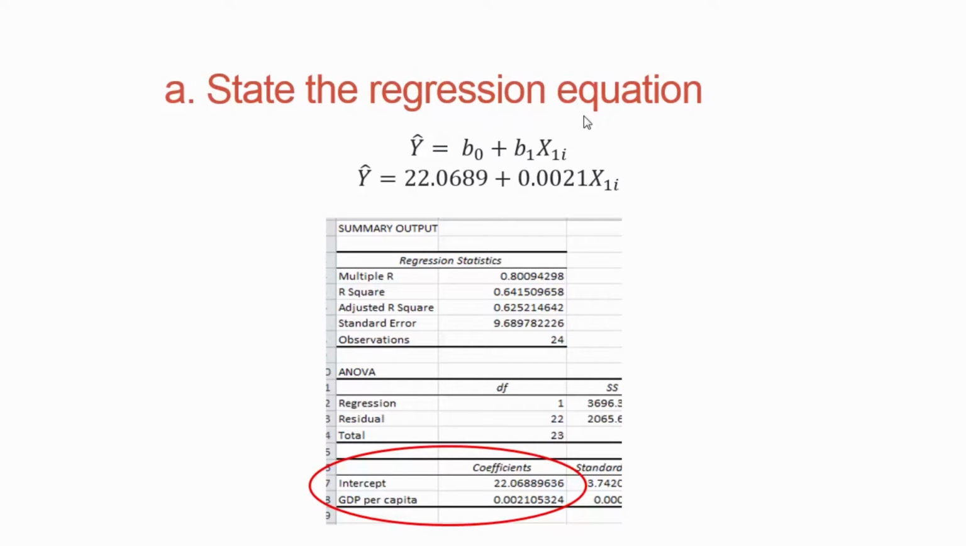How do I find the equation? I look on the regression printout and I discover the intercept coefficient and the independent variable GDP per capita coefficient. These are the two numbers, and all I do is put them in the form of the equation of a line. B0 is 22.0689, B1 is 0.0021 x1, and you could say plus e there if you wanted to for the error term, but it's not necessary. Okay, so there's our equation. That's part A. Just take the numbers off the printout, put them in the form of the regression equation.